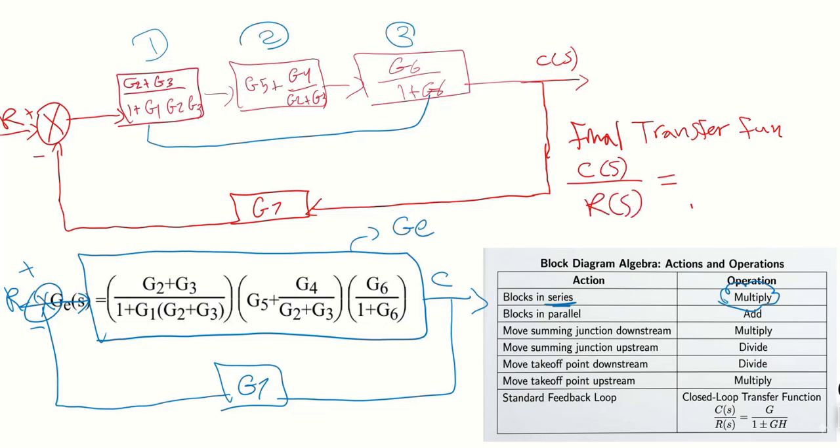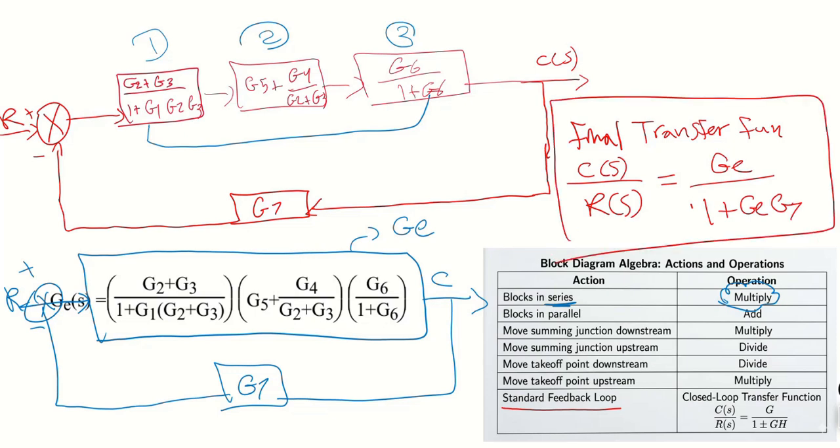So now what kind of action do I need to perform? I can see that here I have a standard feedback loop. So I know that this is GE divided by 1 plus GE G7. And this is my reduced block diagram.